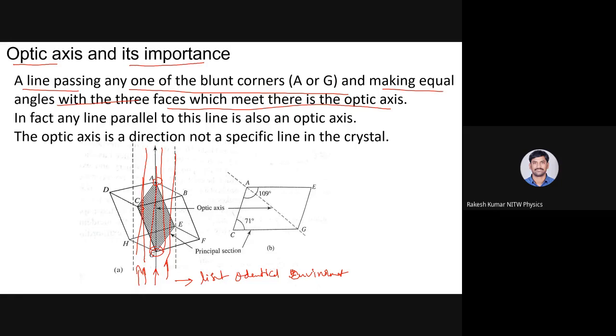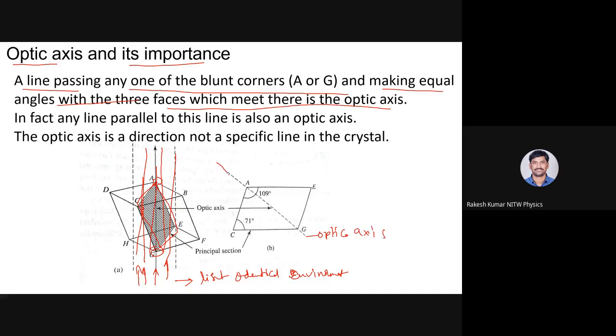Now this plane, if you look at this plane, ACGE, is the one which we are going to cut from the crystal. It looks something like this. This particular plane, we are going to cut by a machine, and we are going to take that as a calcite crystal for the double refraction phenomenon. Now this is your optic axis. A to G is your optic axis.